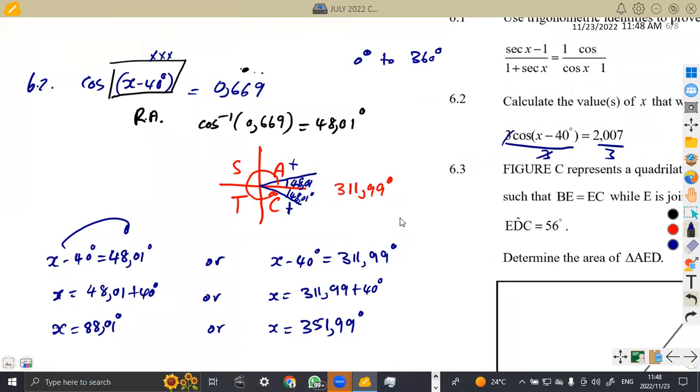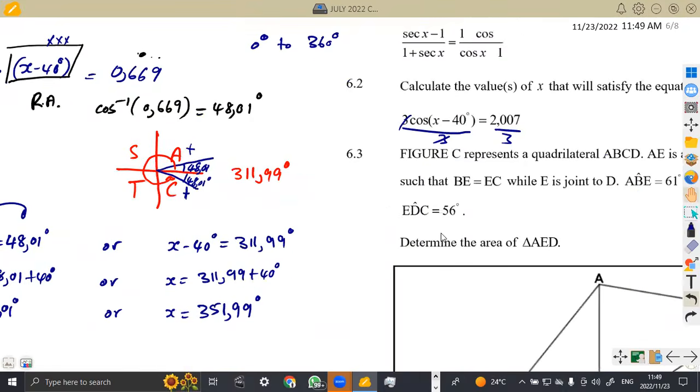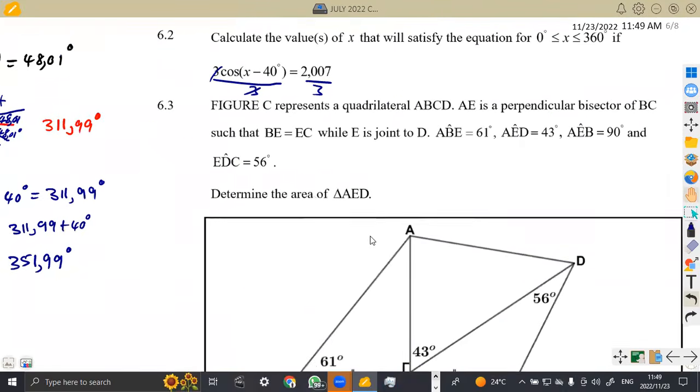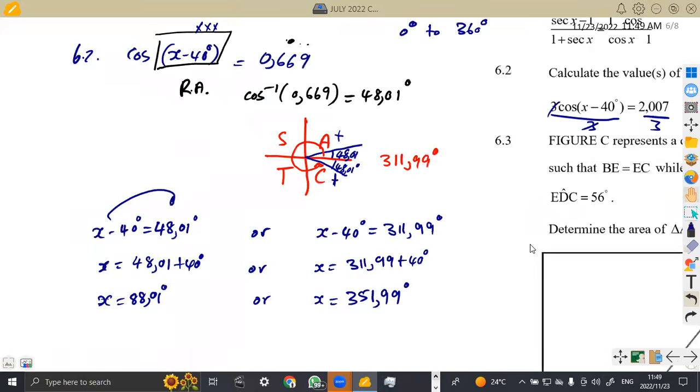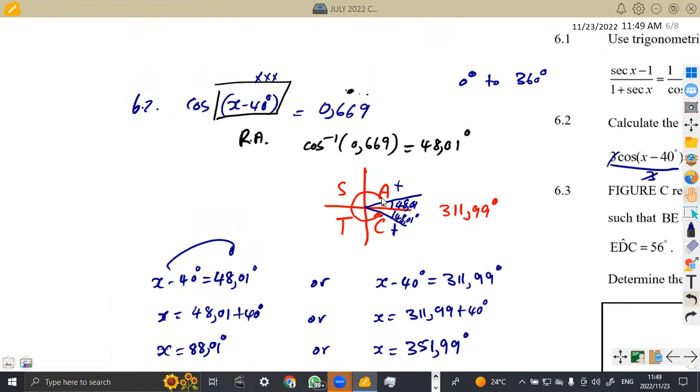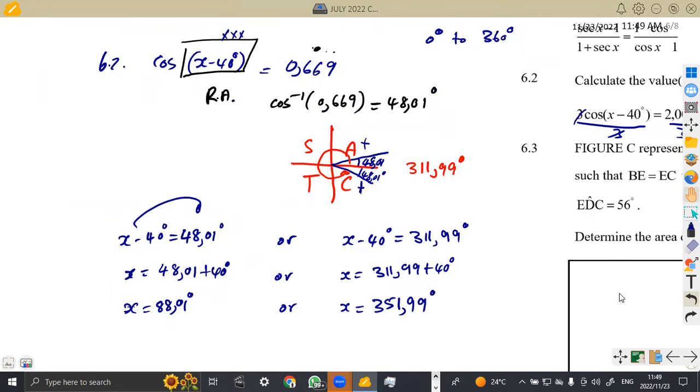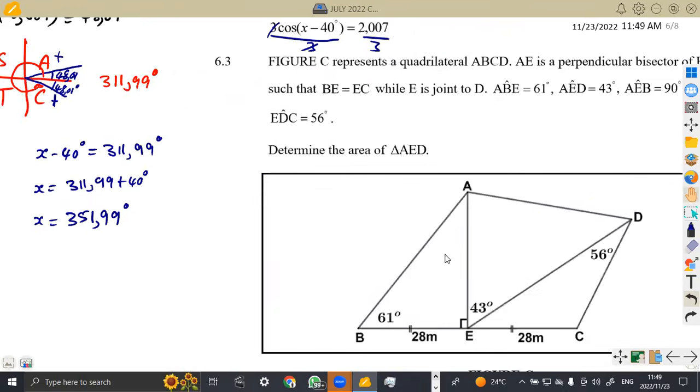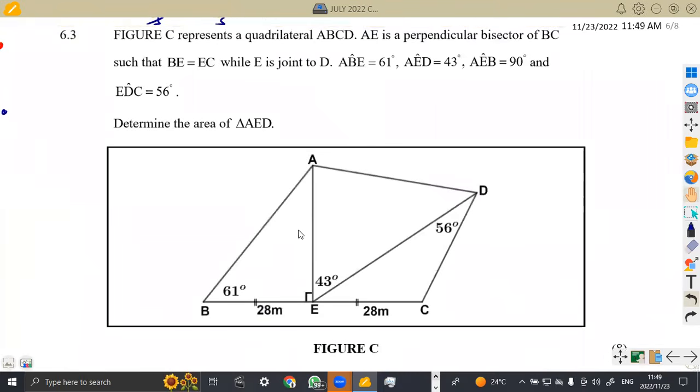Okay, so those were the values. These are the values of x that we can have from 6.2. That is what the question was all about, to calculate the values of x from 0 to 360. As you can see, these values are in the interval from 0 to 360. They qualify in that interval. So that's it.